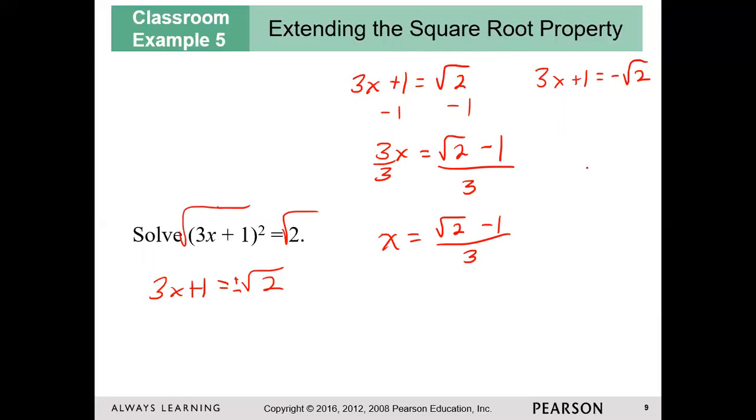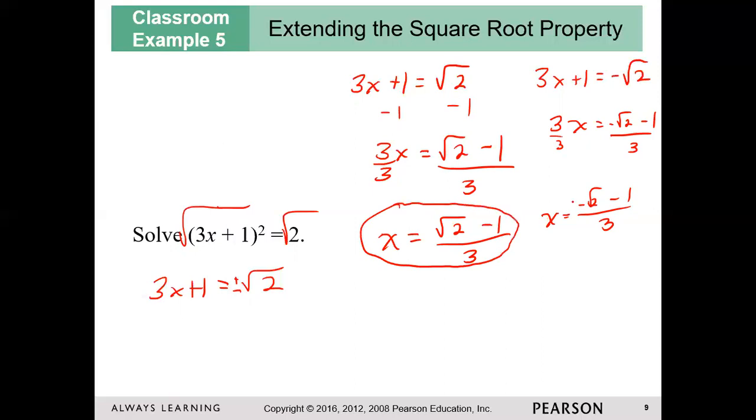So that's our first answer, and the second is going to be something very similar. We'll get 3x is equal to negative radical 2 minus 1, and then we're going to divide by 3, and we get x equals negative square root of 2 minus 1 over 3. And that gives us our second answer.